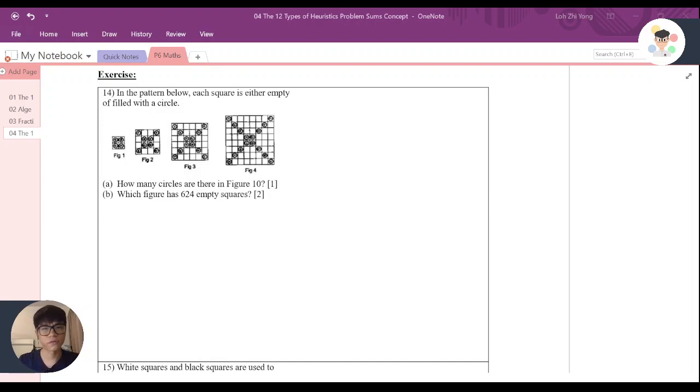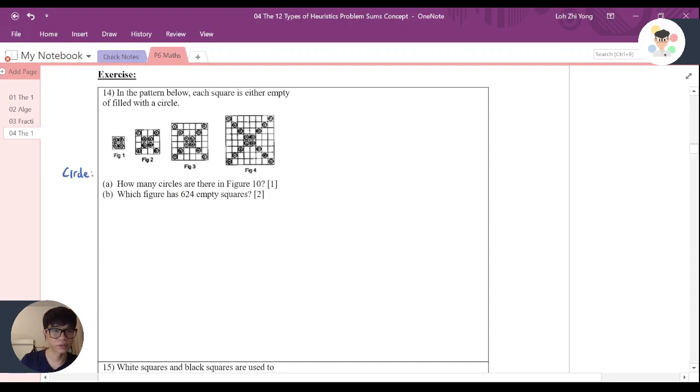Now, question 14 here says that in the pattern below, each square is either empty or filled with a circle, okay? So we know that there are squares and there are circles. They are considered as blank, a space of the white color. And now it was asking how many circles are there in figure 10. So let's try to count a circle.